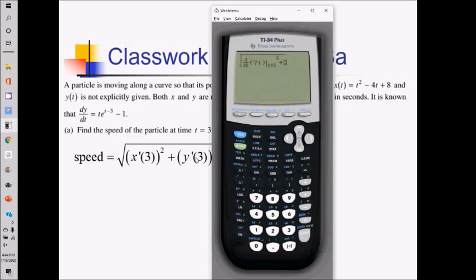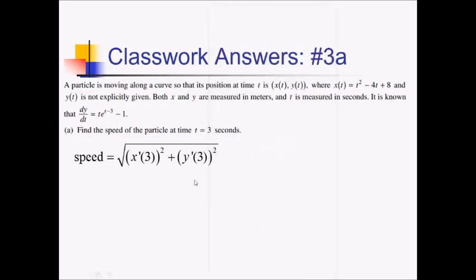I can just do alpha trace y2 of 3. That's going to be y prime of 3. And then I can just go ahead and square that, press enter for all of this craziness. And that's about 2.828. And let's see here, that was speed. So that's going to be meters per second for the units on that.